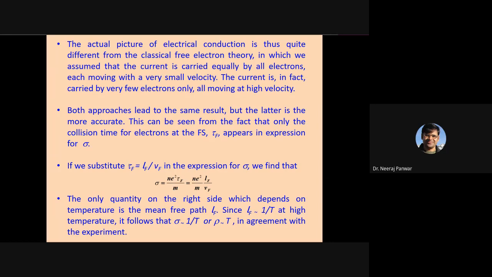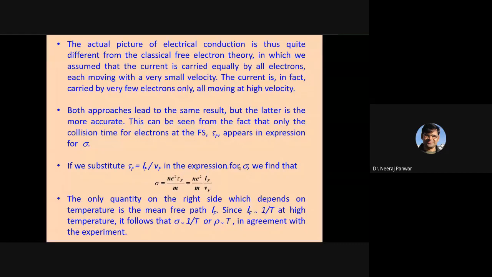So if we substitute tau F is equal to LF upon VF. Tau F is the relaxation time at the Fermi level. It is the relaxation time associated with electrons that lie at the Fermi level. LF is their mean collision distance, and VF is their Fermi velocity.